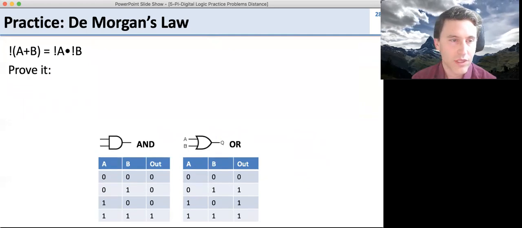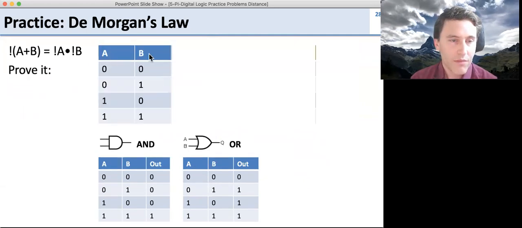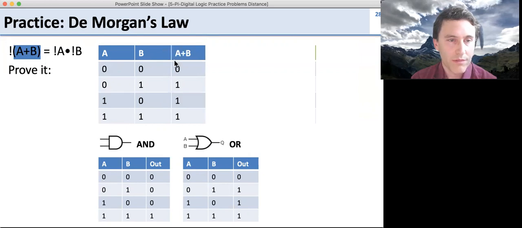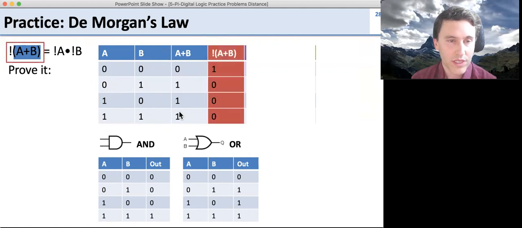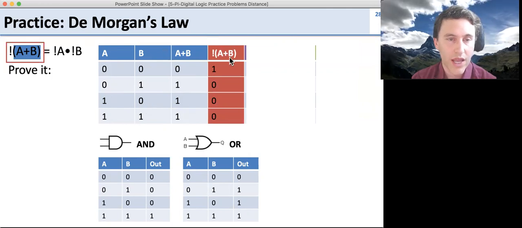Okay, let's walk through this one. So here we've got A and B, and the first part we're going to do is A or B. So here's A or B. We just take this, and it's true whenever either one of those is true. Now we're going to invert it. So if we invert this here, we end up with the following: 1, 0, 0, 0, because this was 0, 1, 1, 1. Okay, so that's not (A or B).